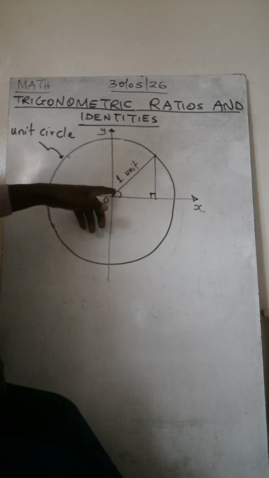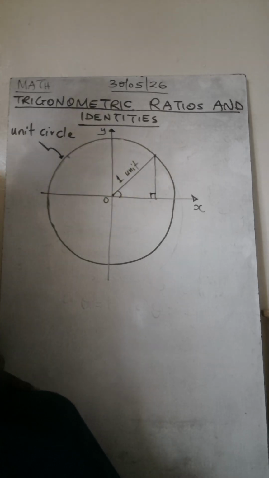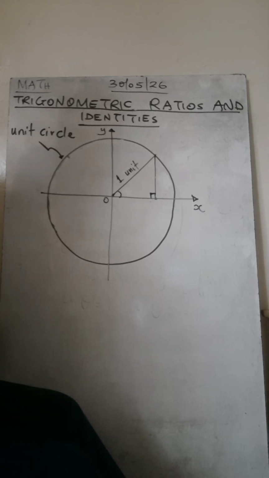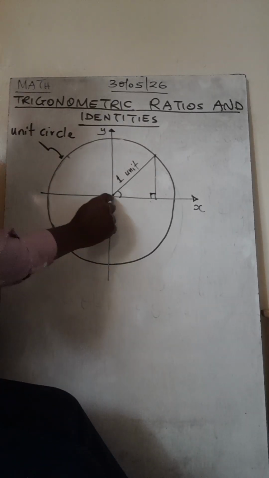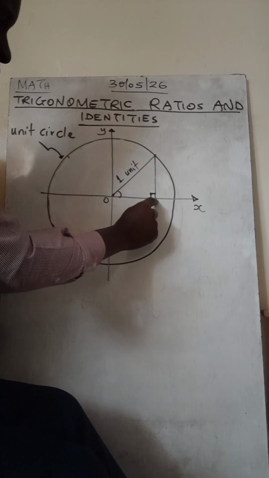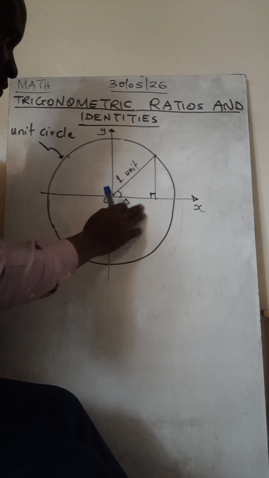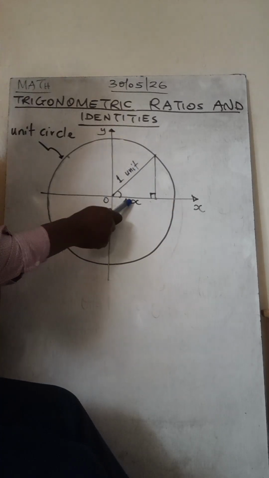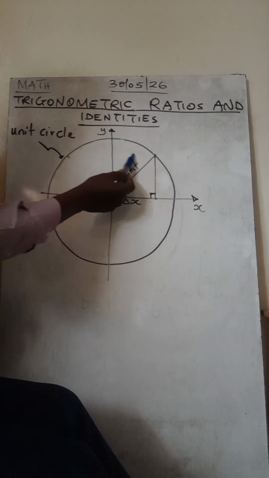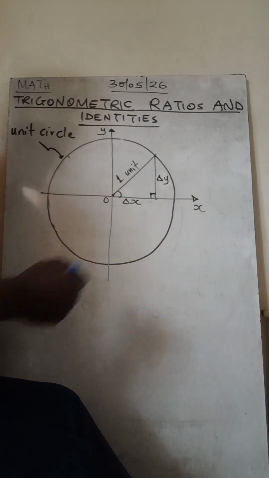and I've drawn a right-angled triangle, you can see. So the hypotenuse of this triangle is 1 unit. From this point to this point of this triangle, I want to call it change in x values. From this point to this point, I want to call it change in y values.